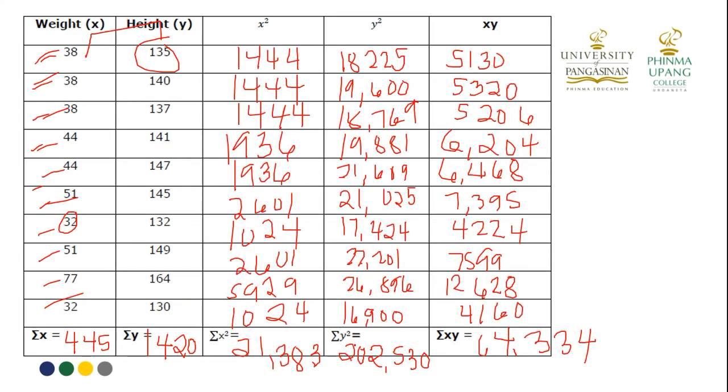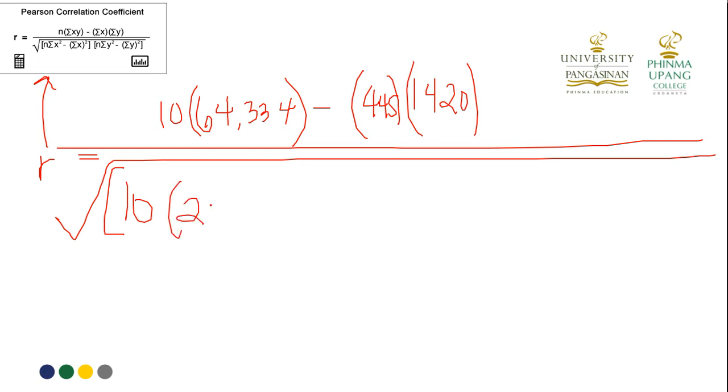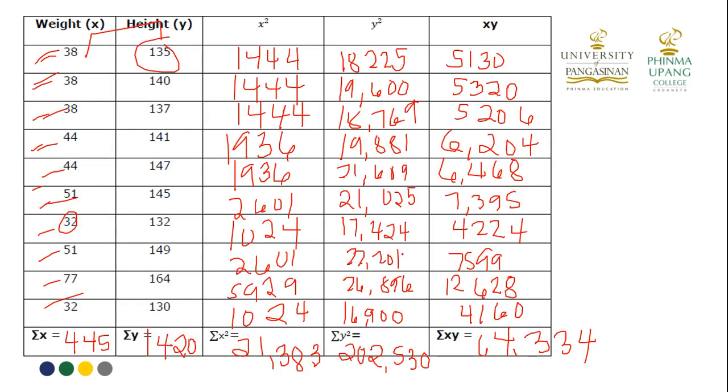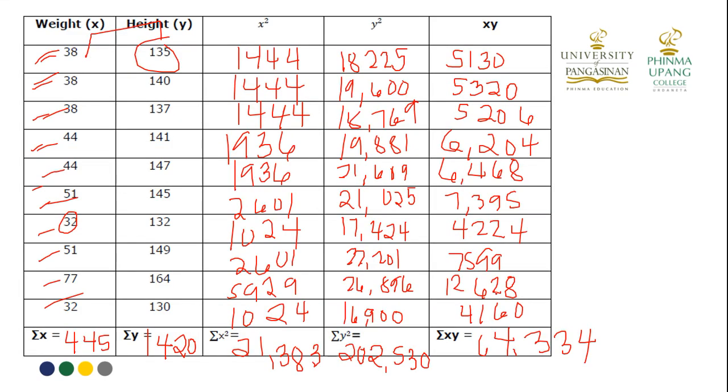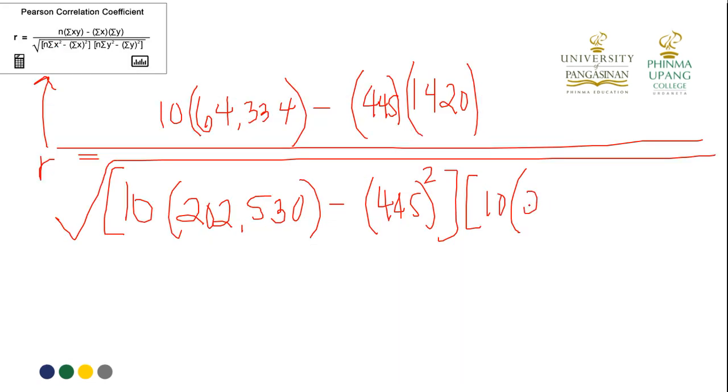Tapos summation of X squared is 21,383 minus the summation of your X is 445. 445 squared daw. Tapos close natin. Open ulit. 10. Summation of your Y squared is 202. Ay, summation of X squared, sorry.